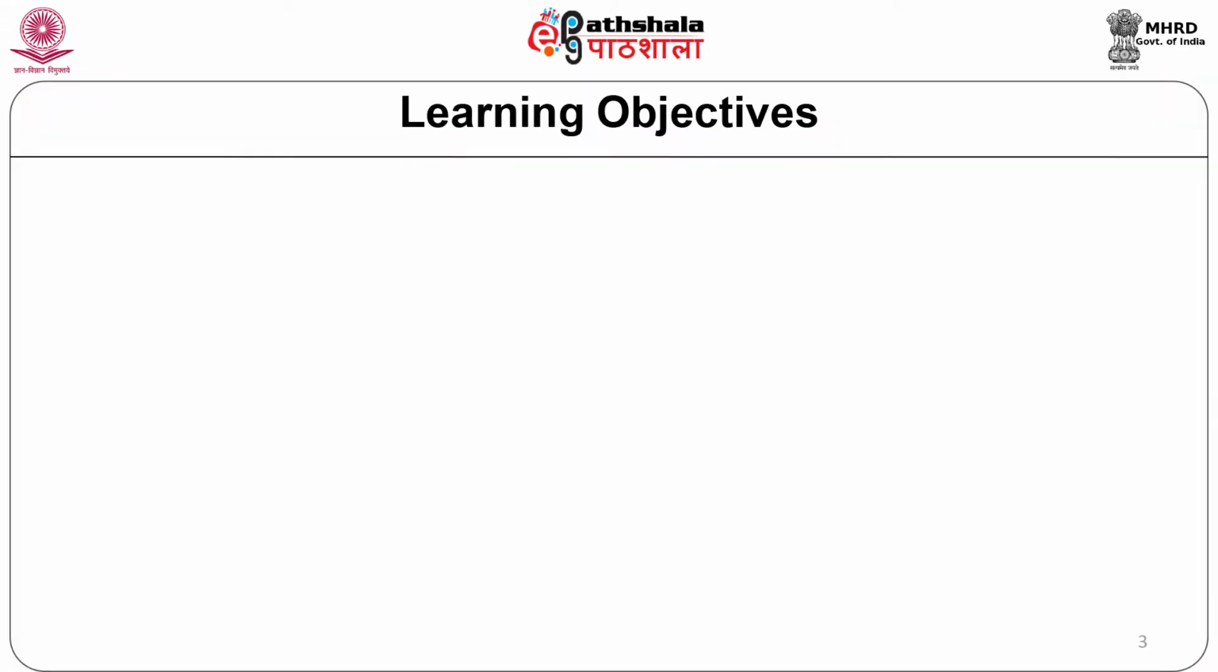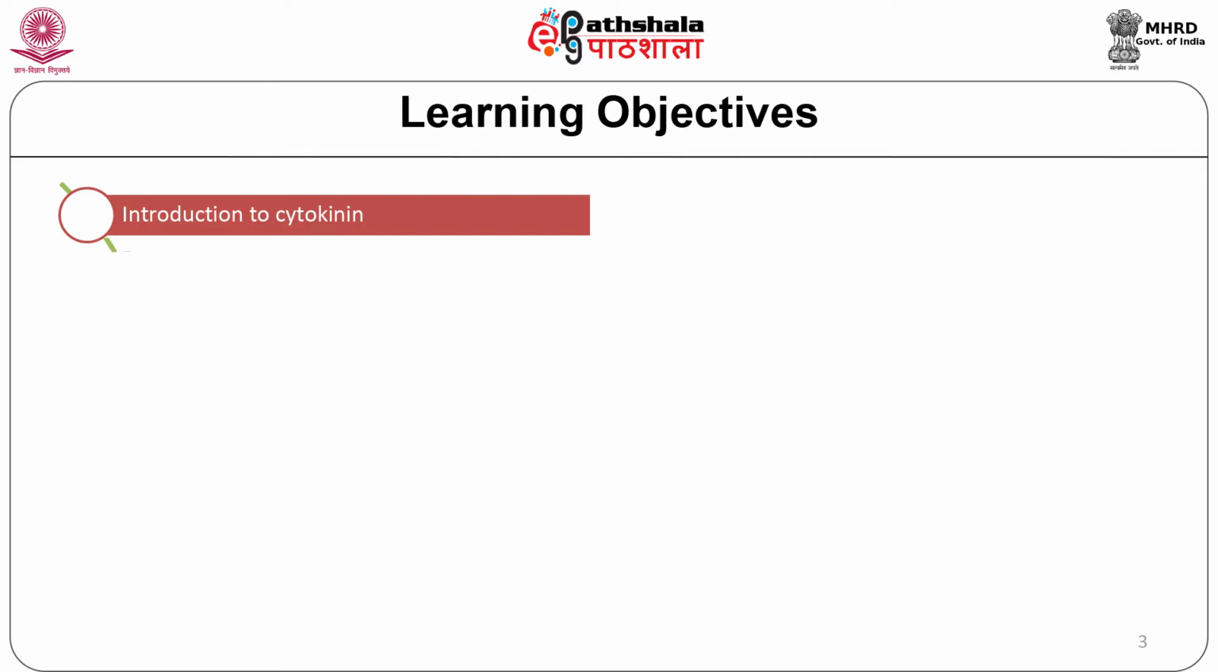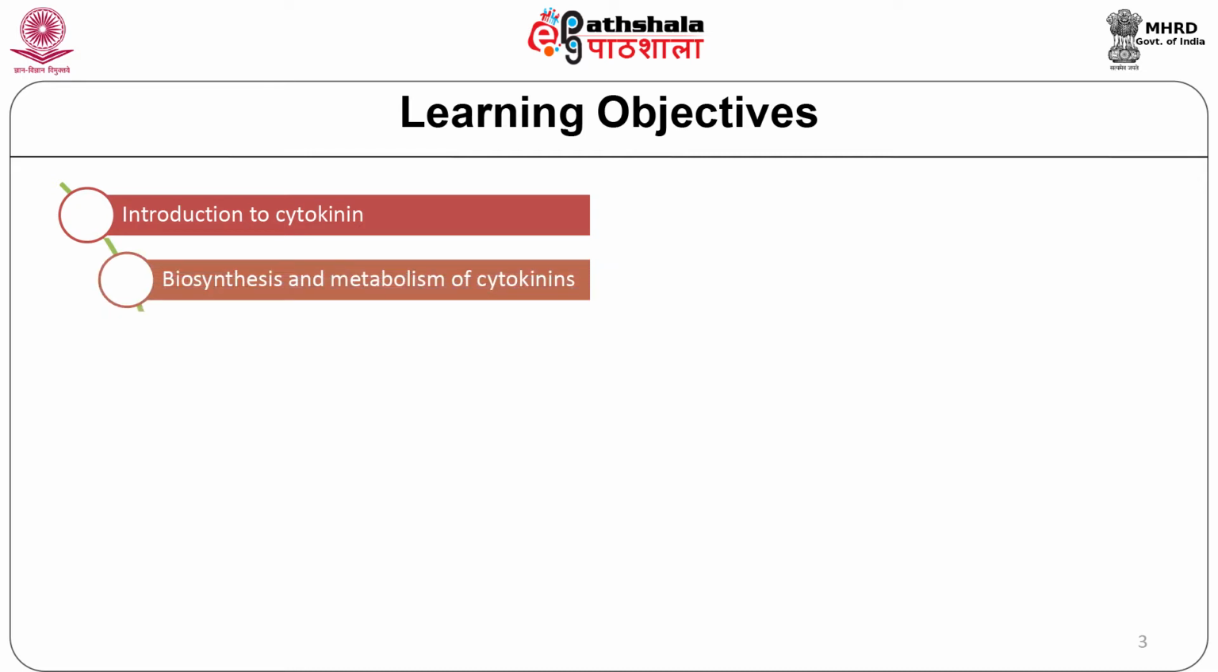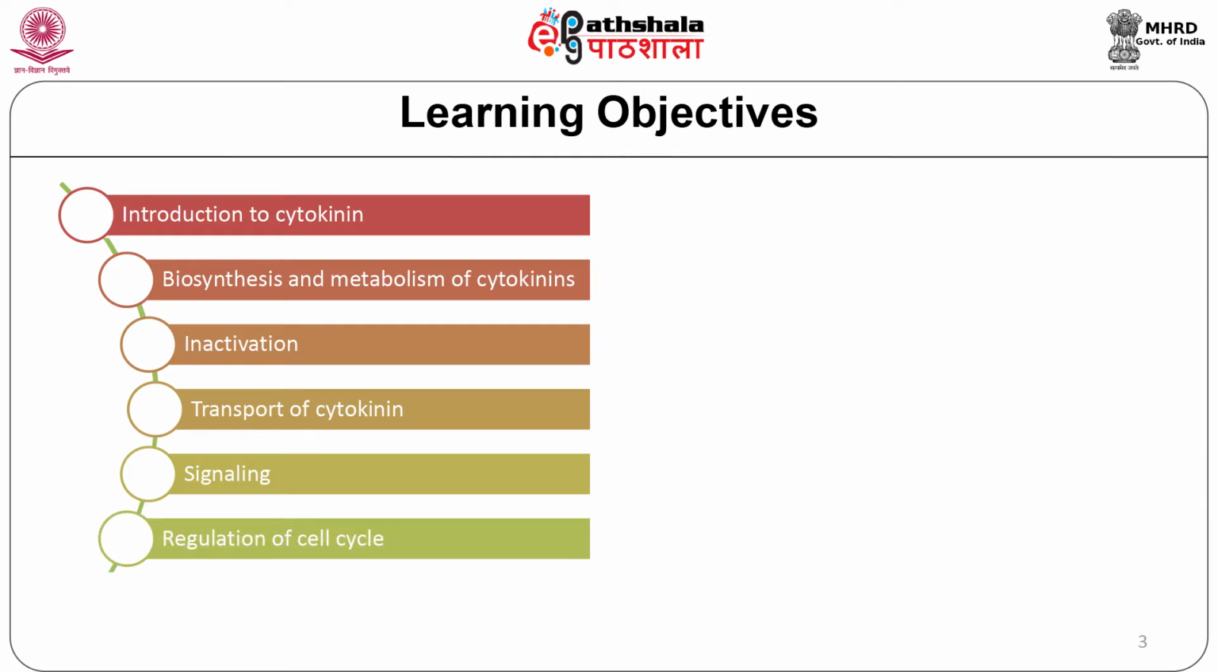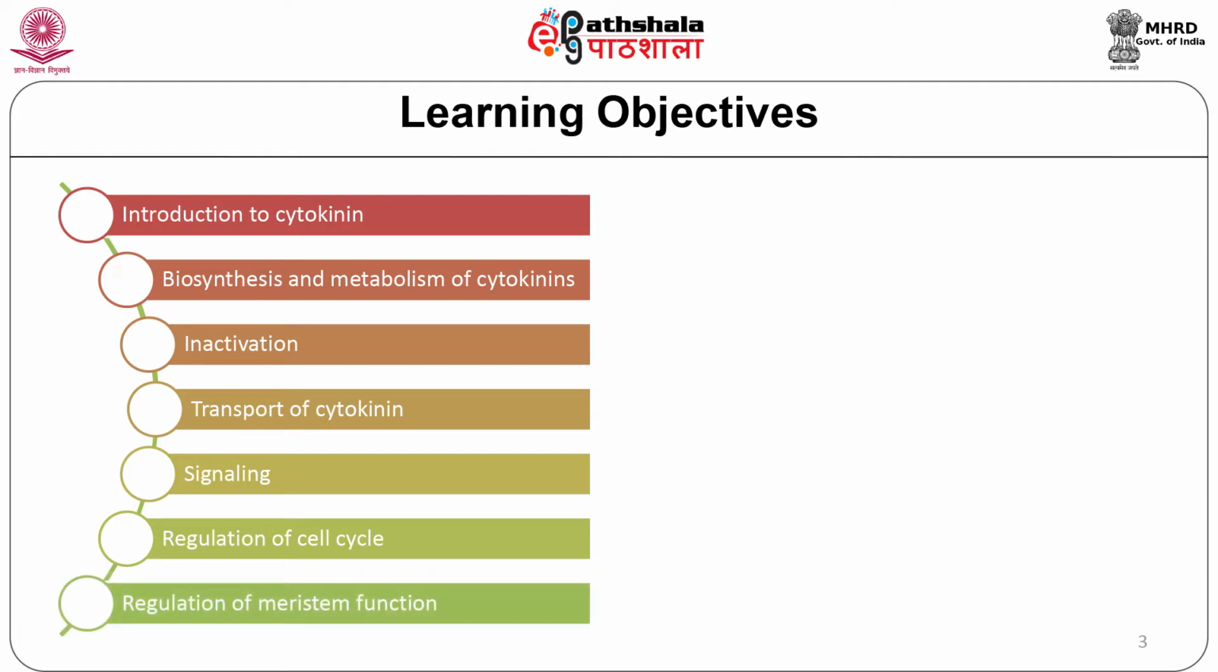The learning objectives of this module are the structure of cytokinin, biosynthesis and metabolism, inactivation and transport of cytokinin, signaling, the application of cytokinin in the regulation of cell cycle, and application of cytokinin in the regulation of meristematic activity.